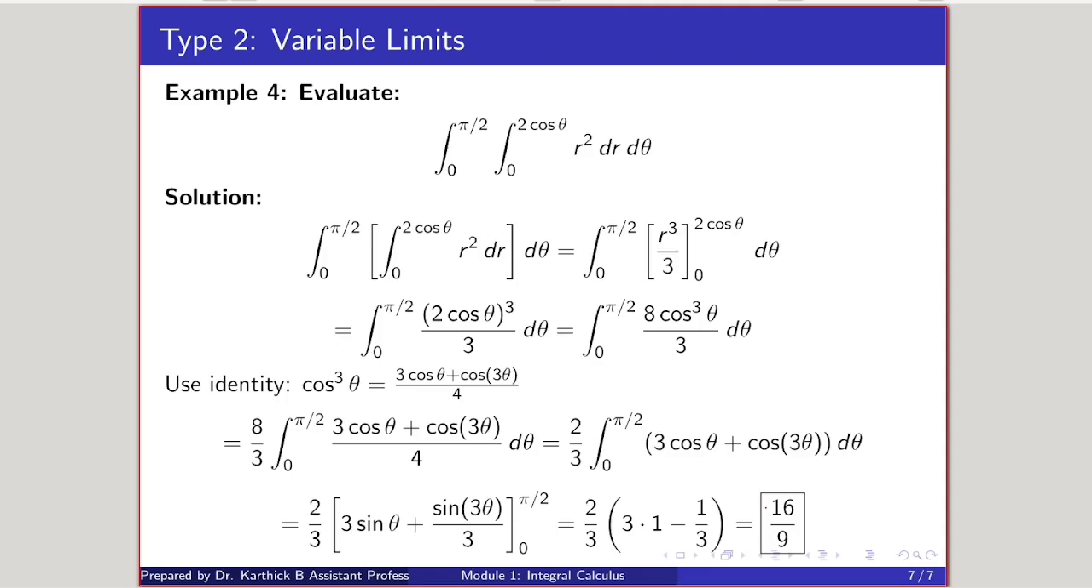So upon this step, while substituting, sine 90 becomes 1, sine 0 will be 0. If you go for sine 3 theta, sine 3 pi by 2 will be minus 1, and sine 0 becomes 0. So it will be 3 into 1 and minus 1 by 3. So finally we get 16 by 9.